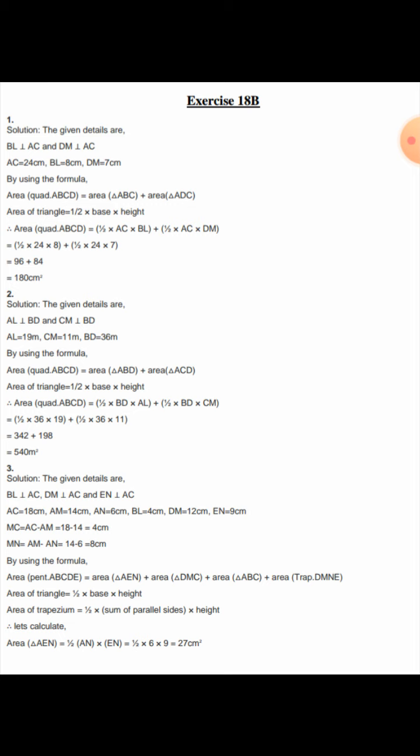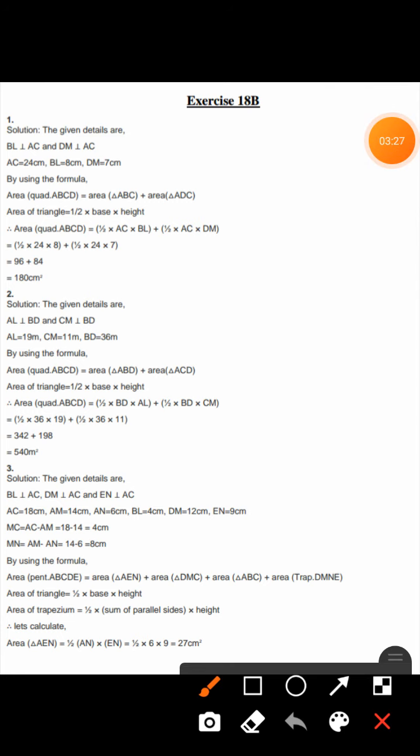In question number 1 we can see in the given figure ABCD is a quadrilateral in which AC equals 24 centimeter, BL perpendicular to AC and DM perpendicular to AC, such that BL equals 8 centimeter and DM equals 7 centimeter. Find the area of quadrilateral ABCD. You can see the figure in your books, where the diagram is given. So here we can apply.